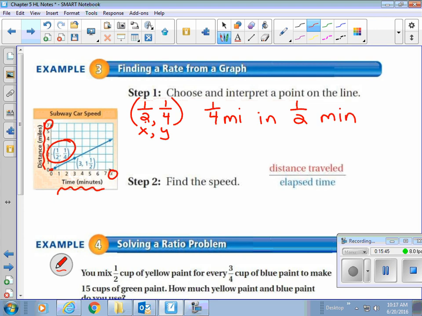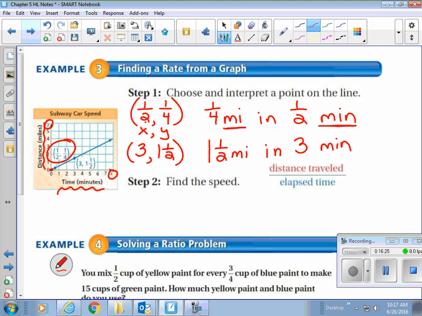So yes, when I'm writing my ordered pair, x comes first. When I'm interpreting it, it makes more sense to say that you went 1/4 mile in 1/2 a minute, rather than 1/2 a minute for 1/4 mile, right? Because speed would be distance over time. The other one, 3, 1 and 1/2, would mean that you are traveling 1.5 miles in 3 minutes. Right? We're just interpreting what those ordered pairs actually are representing.